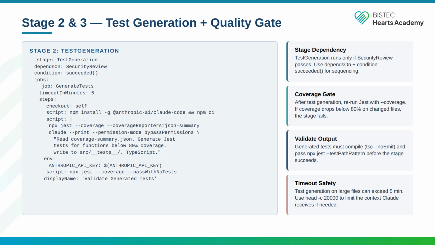The quality gate logic is the same Python one-liner pattern from stage 1. Pass the score field, compare to 75, exit 1 if it falls below. In production, you'd add proper error handling for malformed JSON, but the pattern is correct.